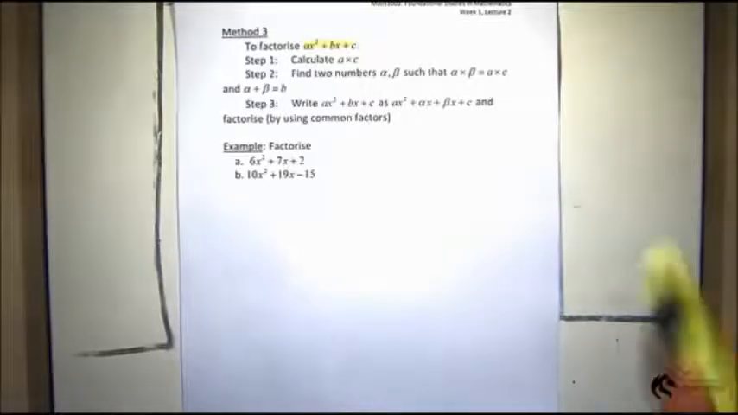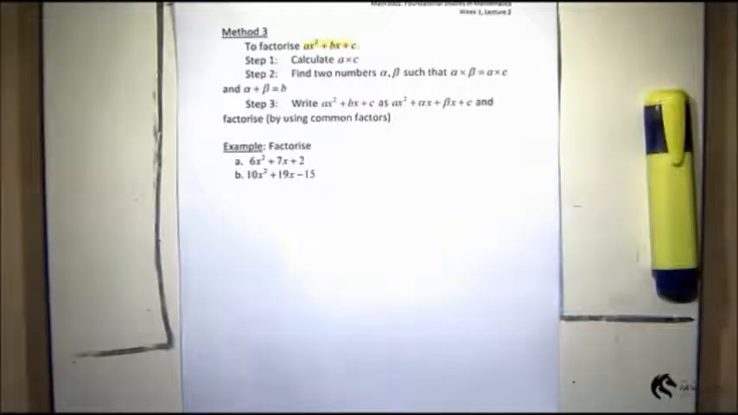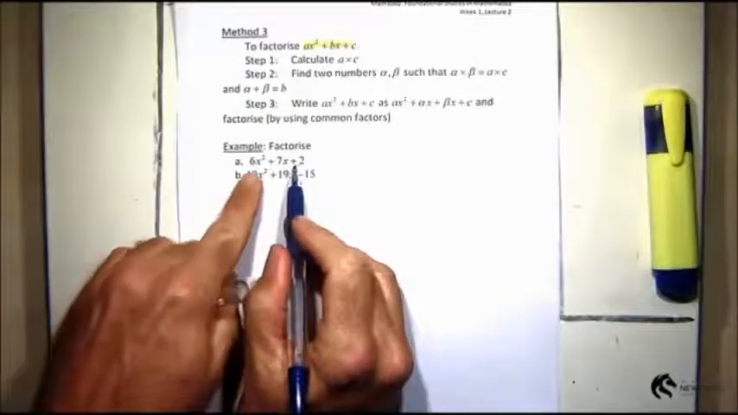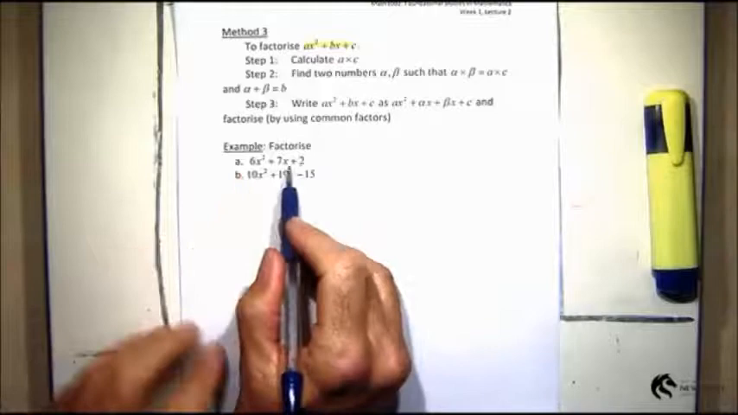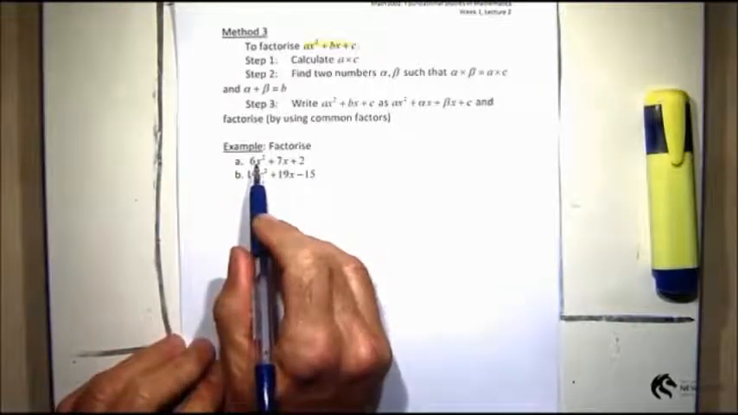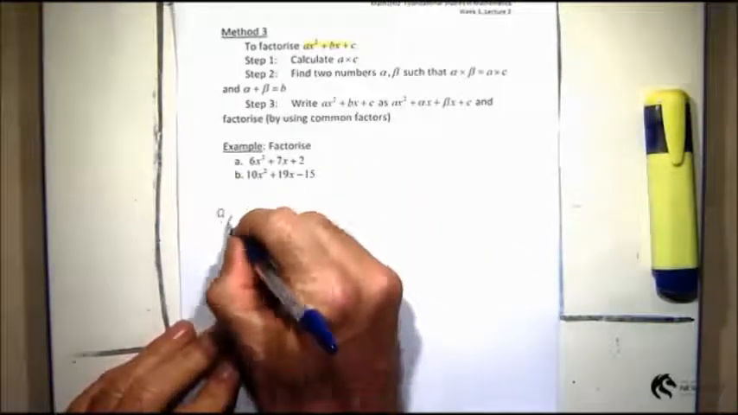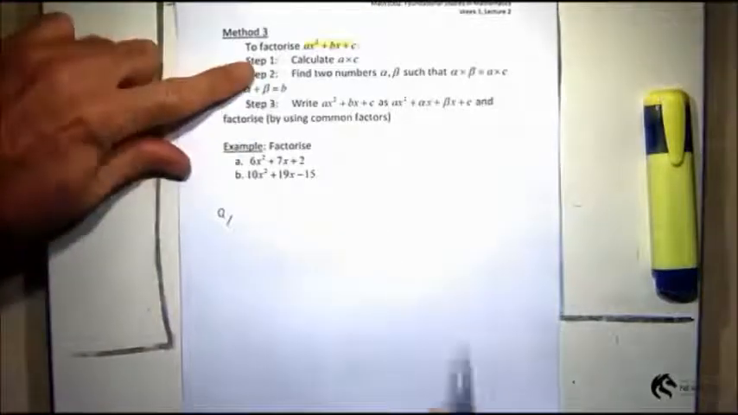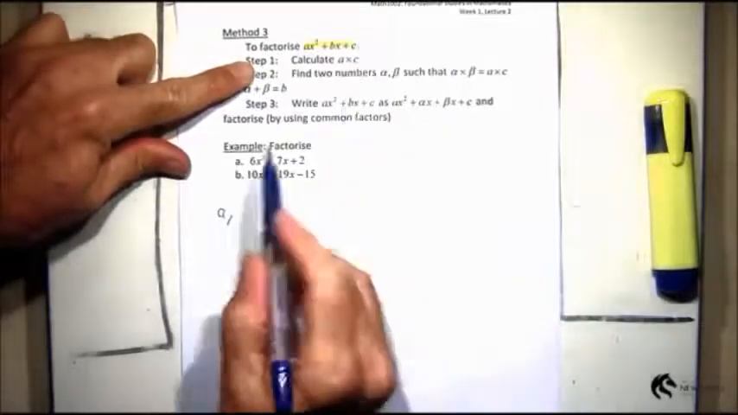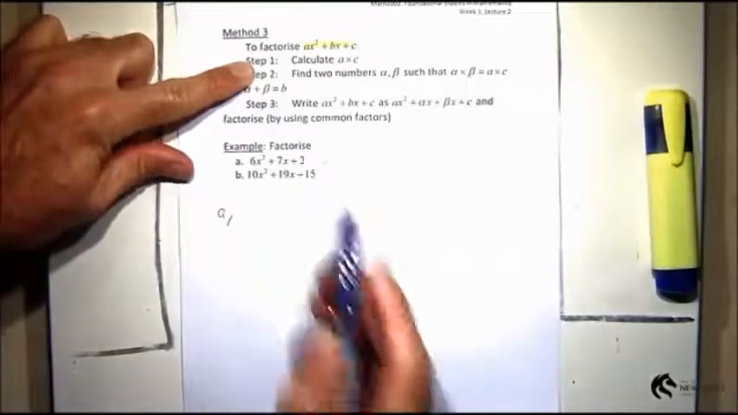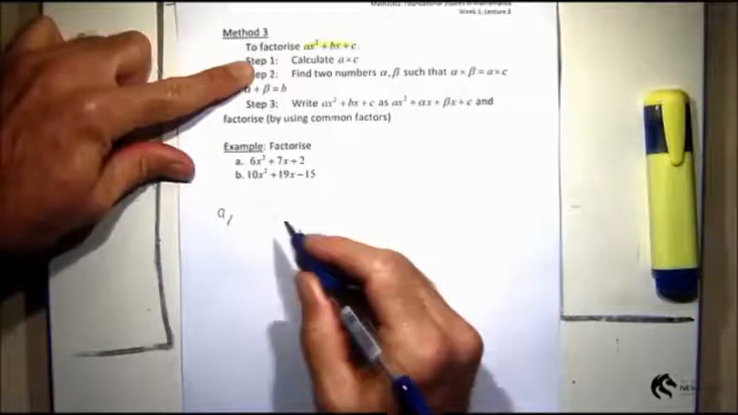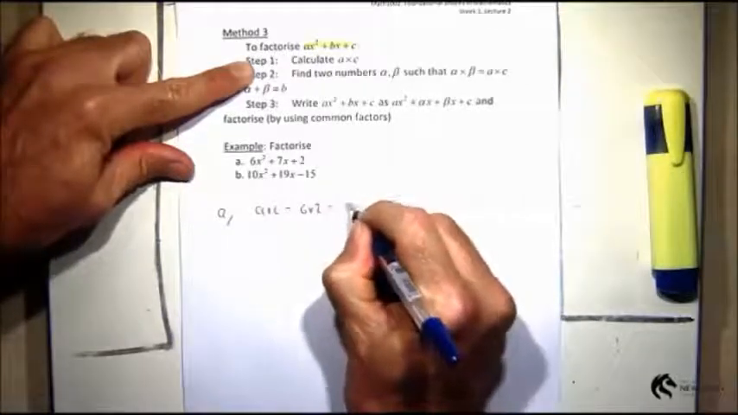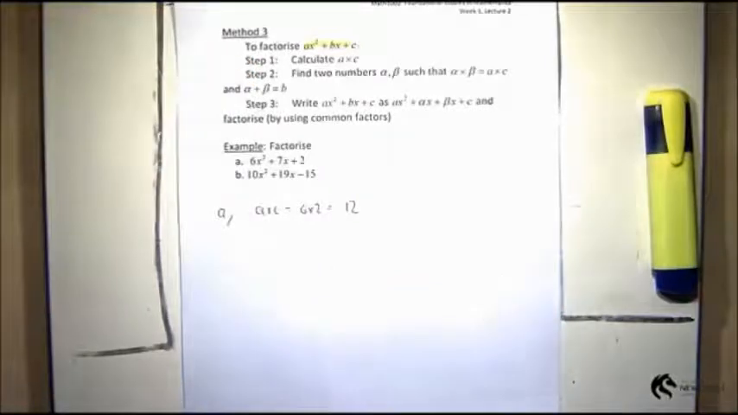Here's an example, 6x squared plus 7x plus 2. You can see that we don't have a common term there, and I don't have just 1x squared. So if I'm going to try and factorise this, according to method 3, it says do this. First of all, calculate a times c. So, in this case, a times c is 6 times 2, that's equal to 12. So that's step 1.